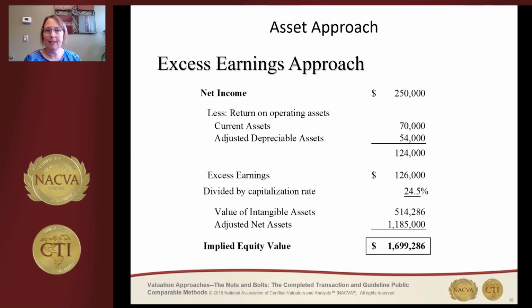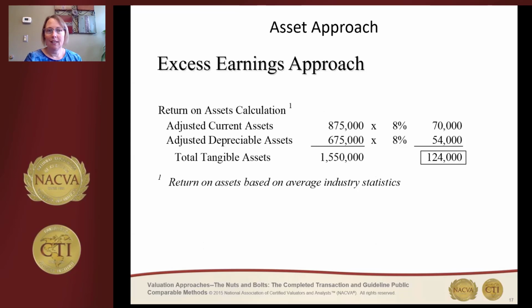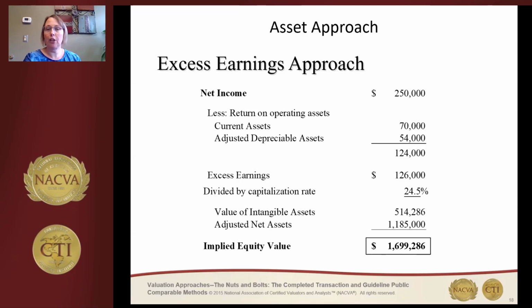So does that make sense to everyone? You have net income. That was the net income on the client's books. We calculated in the excess earnings approach adjusted current assets and depreciable assets at a specific rate of return. And we said, based on these assets, we expect that the return on these assets should be 124,000. But the company actually generated a return of 250,000. So the excess earnings is 126.